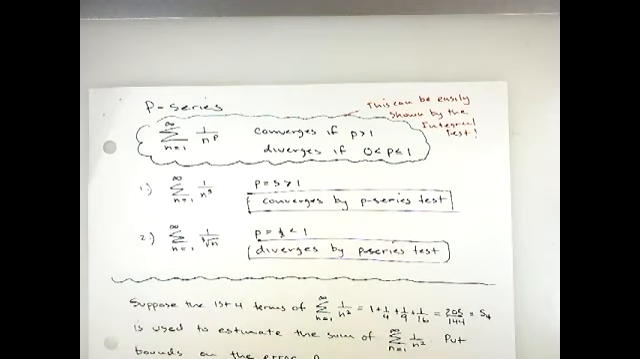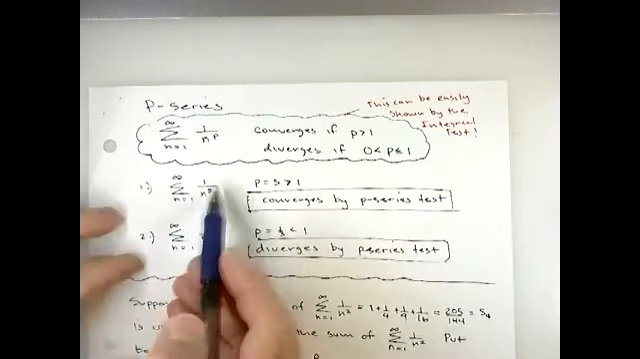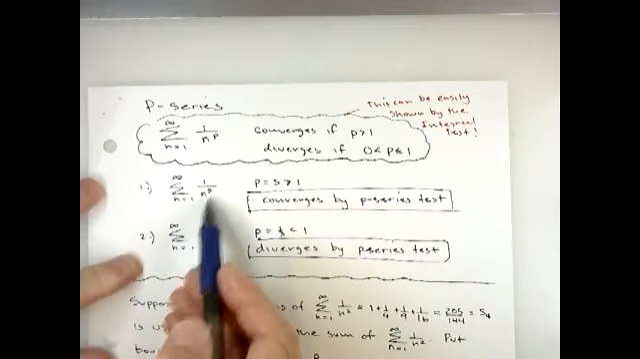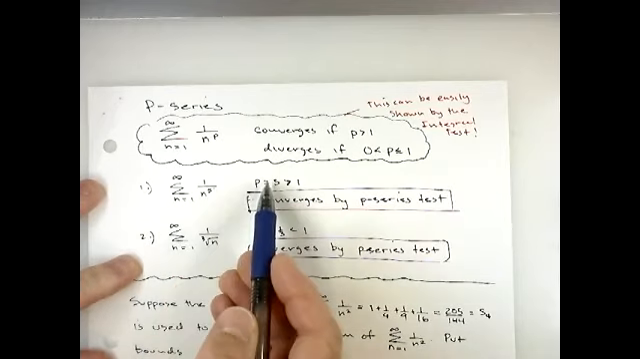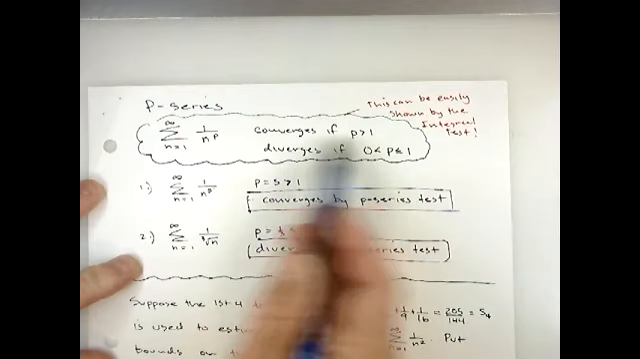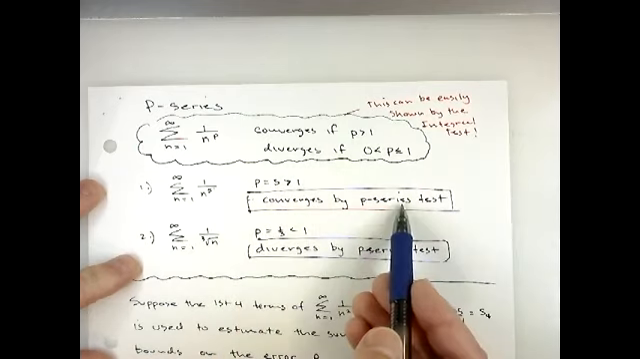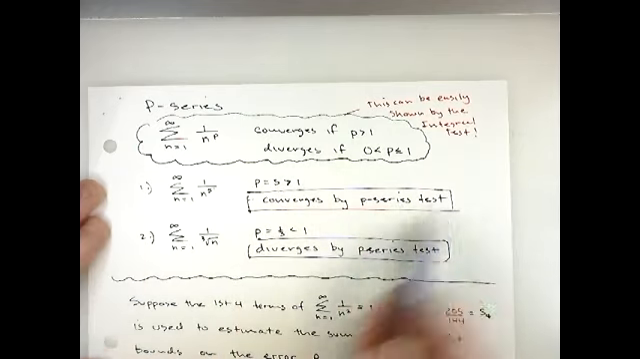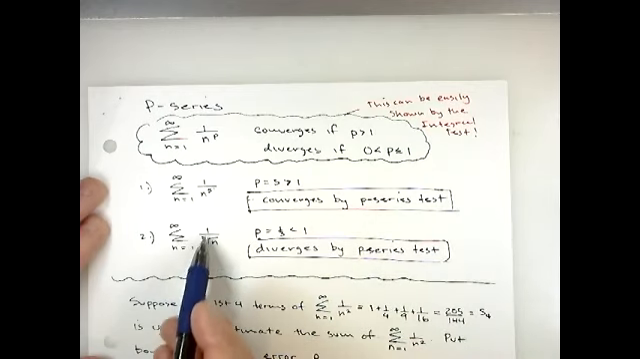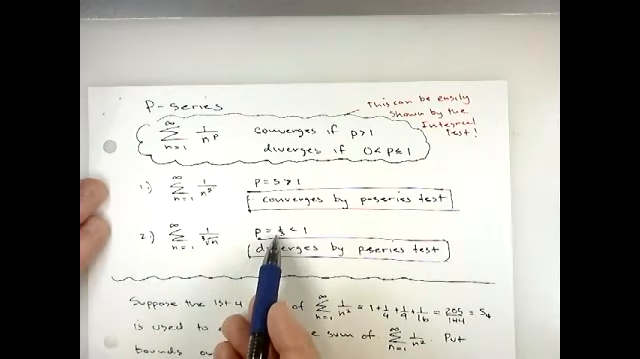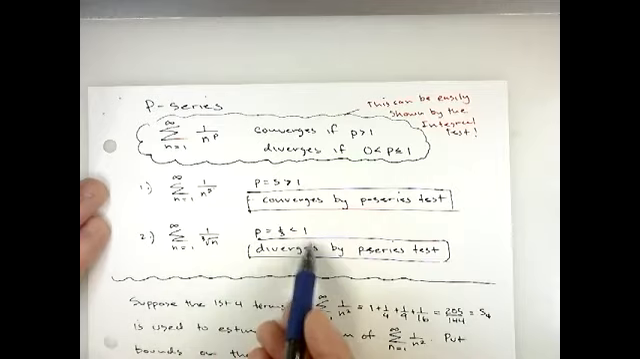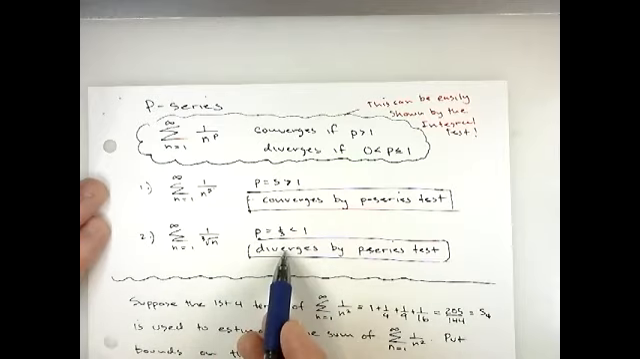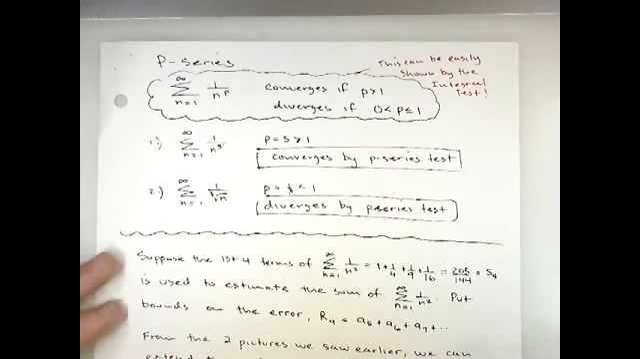And so this can be a really simple test as well, probably one of the easiest. If you see 1 over n to the 5th, your p-value would be 5, greater than 1, we can automatically say that we know this series will converge by the p-series test. If I have 1 over the cube root of n, my value of p is 1/3, which is less than 1, so I know it would diverge by the p-series test. That's it. Don't have to show any more work. Okay, so that's kind of nice.